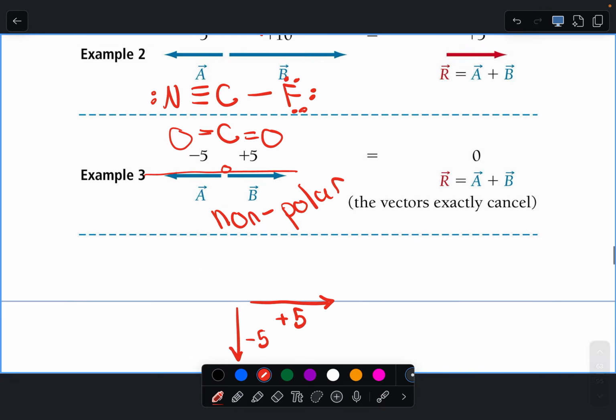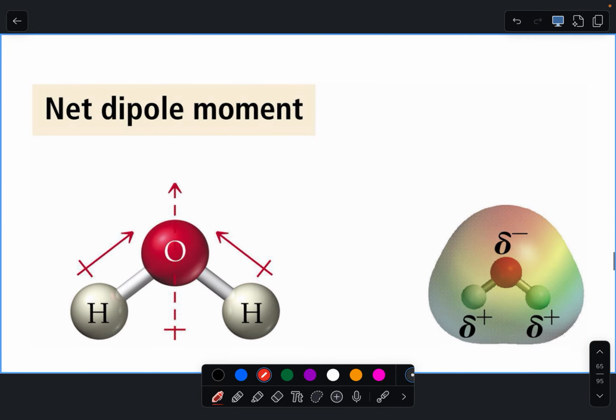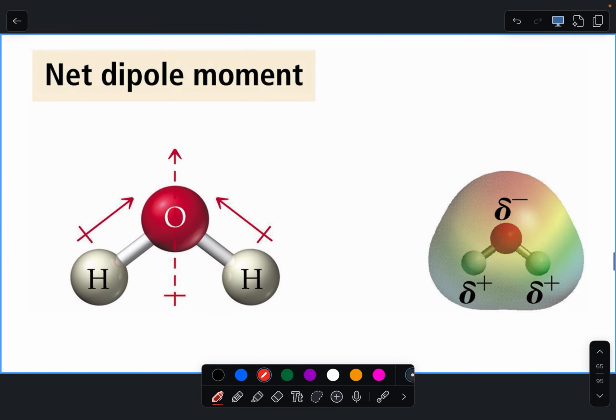I feel like I'm going to have to summarize that one more time in text, but that's okay. All right, let's do another example. So the most common example you'll ever hear of a polar molecule, water. Okay, so differences in electronegativity, let's start there. Oxygen is 3.5 and hydrogen's like 2.1 or 2.2.